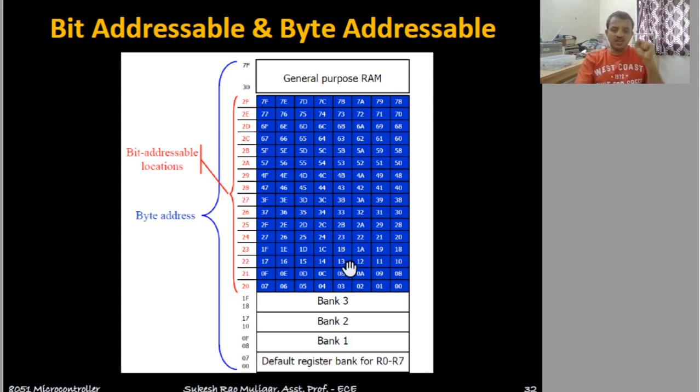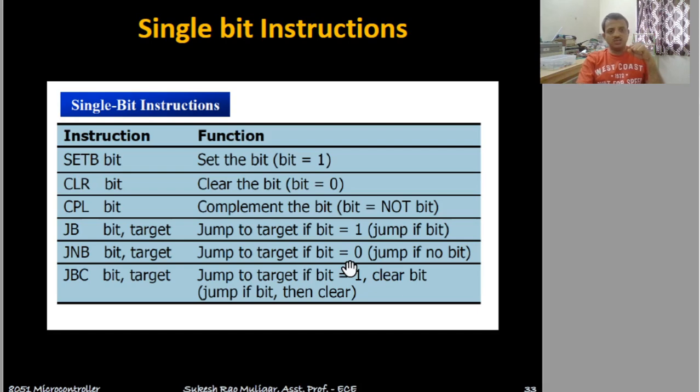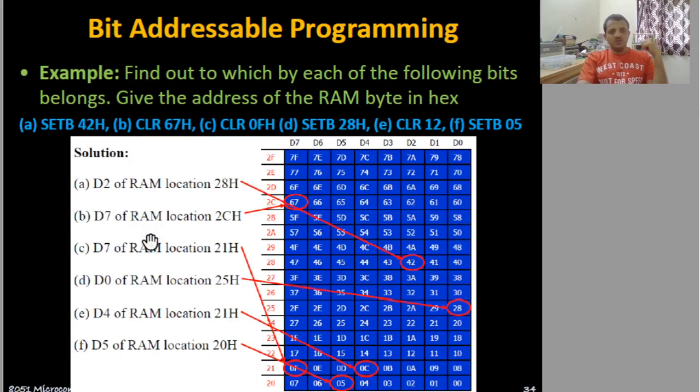To be more clear about what bit addressable means, we need to see a few instructions. For example, there are set bit, clear bit, complement bit, jump if bit, and so on. We'll see further detail later, but these are some of the instructions used to manipulate these locations. I can give an example of how exactly these instructions work. Following are some instructions that alter the values in these locations.